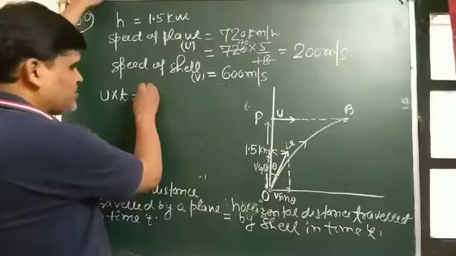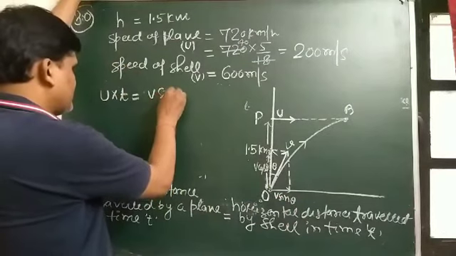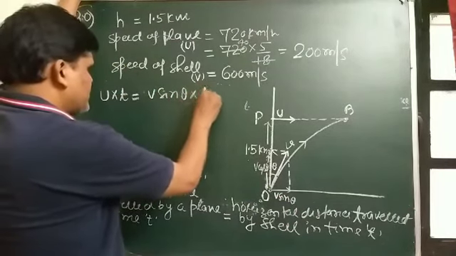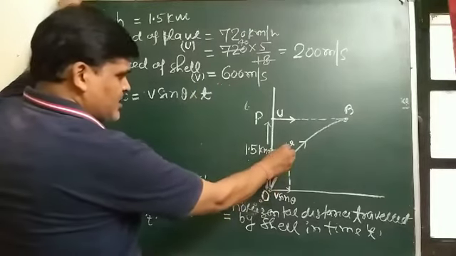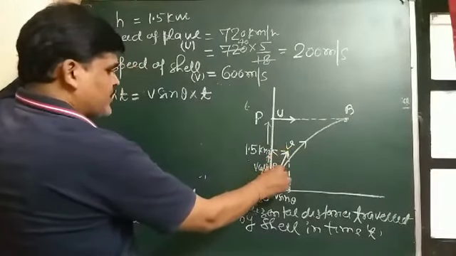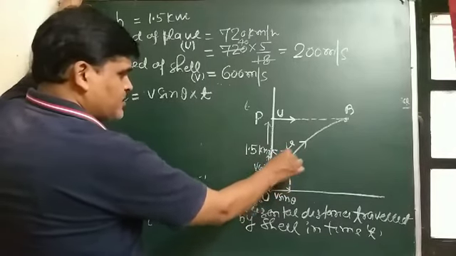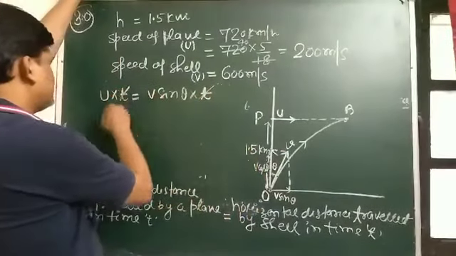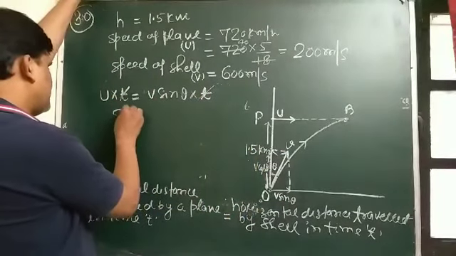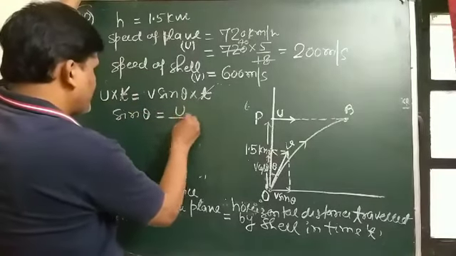So the velocity of the shell in the horizontal direction is v sin theta, in time t. And theta is the angle which the velocity of the shell makes with the vertical. So this time cancels out. So sin theta can be written as u by v.